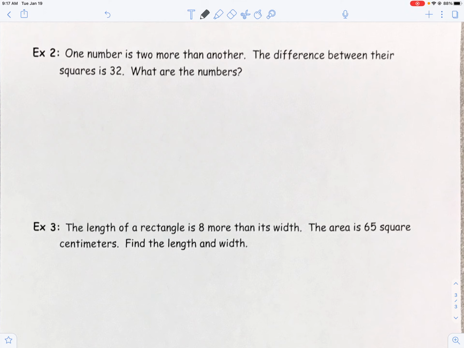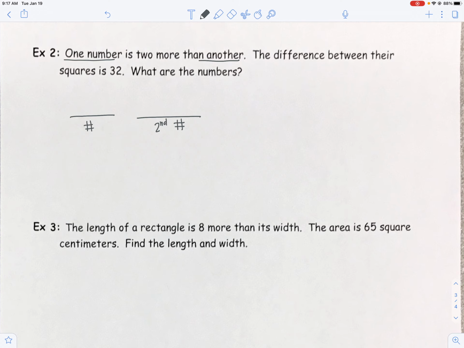Example 2 says one number is 2 more than another. The difference between their squares is 32. What are the numbers? First, I'm going to translate from words to math. I have one number and another number. I like to set up pictures. Here is the first number, here is the second number. I just have two numbers going. I don't know what they are, I will solve them eventually.